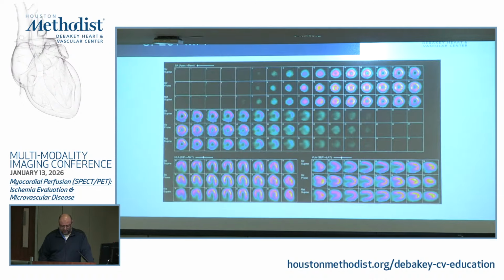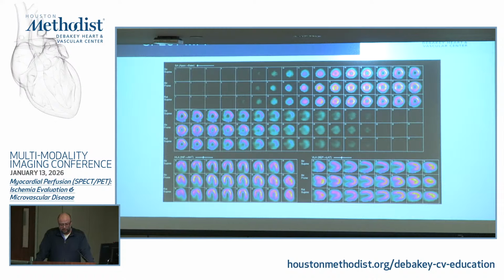So these are the images here. On top you have the supine, prone, and then you have a rest image. I mean, maybe there's a small mild fixed inferior defect, but I don't see any clear ischemic defect. And then also in the basal segments, the same thing.